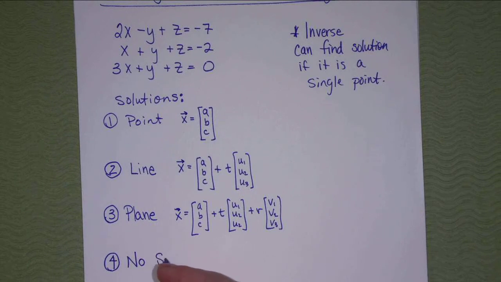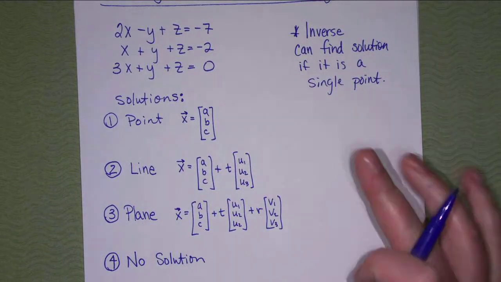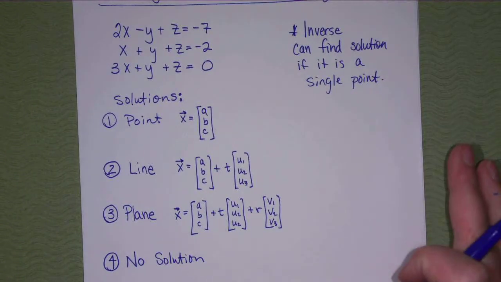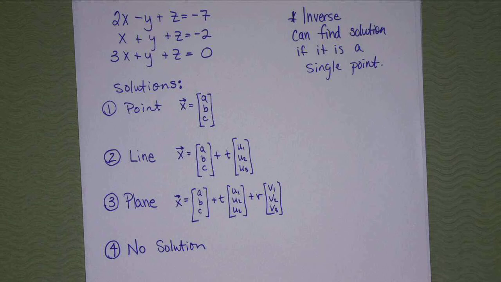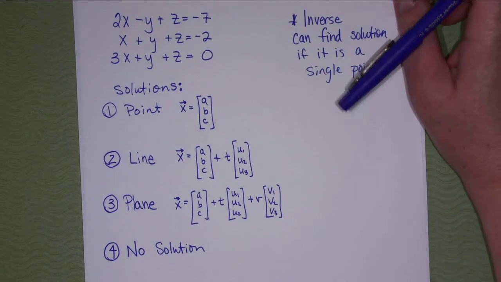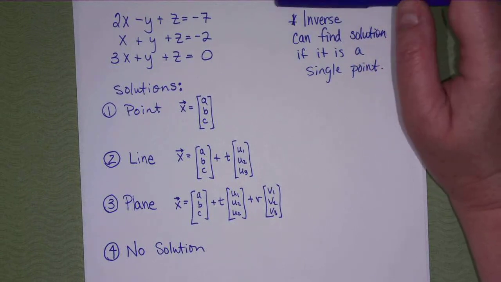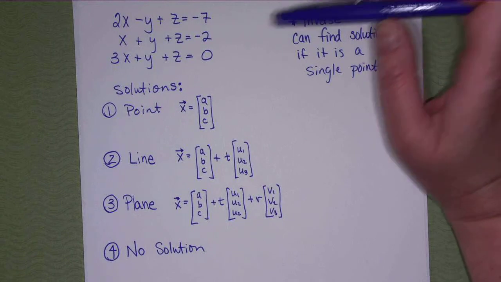Now, the inverse method that we saw before is only good for the first case. So it's not really efficient in the general scheme of things. If you're trying to solve a system, you're not going to jump to that method because it's not going to work most of the time. So before we learn how to solve a system using Gaussian elimination or row operations like we did last class, we're going to look at some different parts of this solution first.